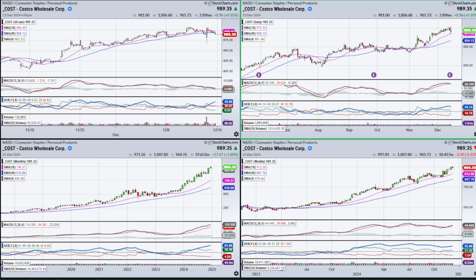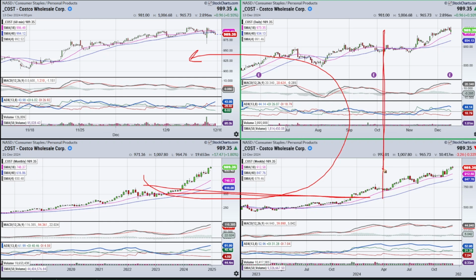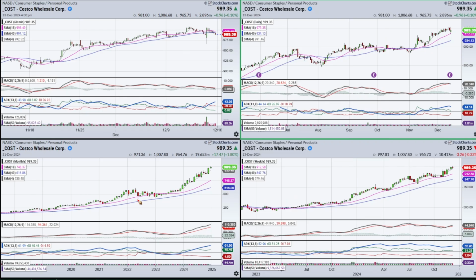Okay, so I'm going to use Costco for this example. I've got a monthly chart in the bottom right, weekly in the bottom left, a daily in the upper right, and then an hourly in the upper left. I do like looking at things in this circular fashion. Now I can use the monthly and the weekly together, the weekly and the daily together, and the daily and the hourly together. And I can do it very quickly depending on what I'm trying to find.